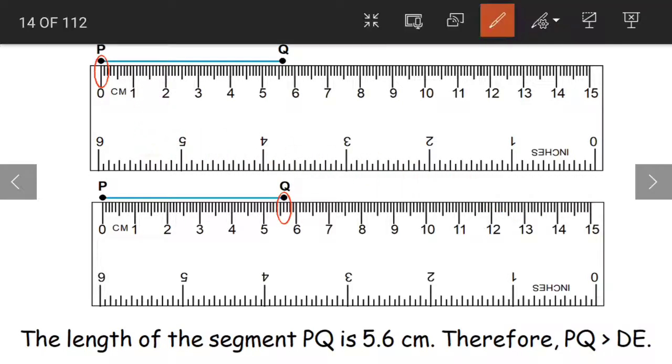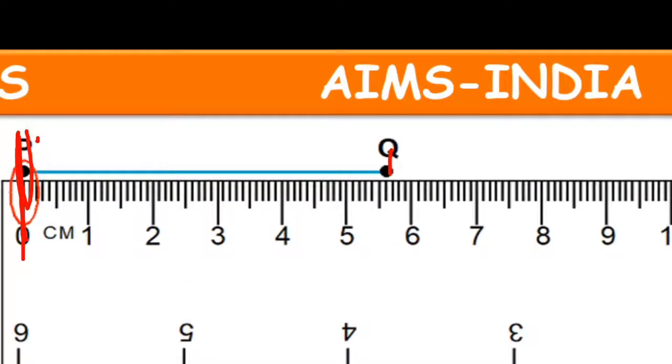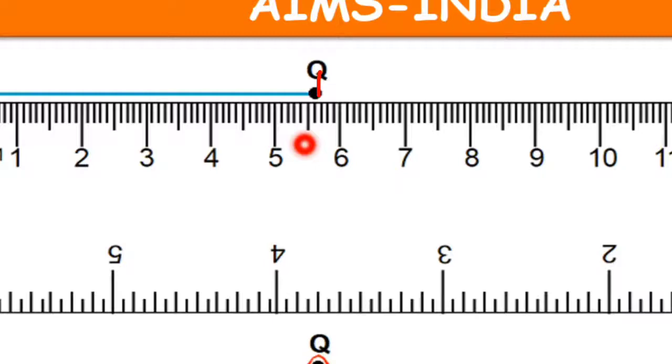PQ. Now again, to measure the length of the line segment PQ, we need to place the ruler such that the end point P is coinciding with 0 centimeters. Now we will look at where our other end point is. It is here. If you look closely, what can we find here, children? The Q is not exactly at 5, neither is it at 6. It is somewhere in between.